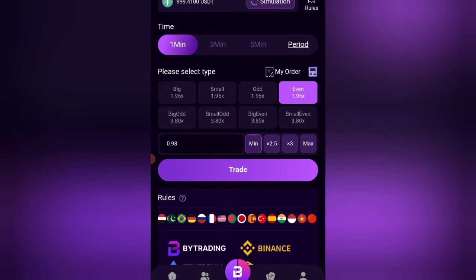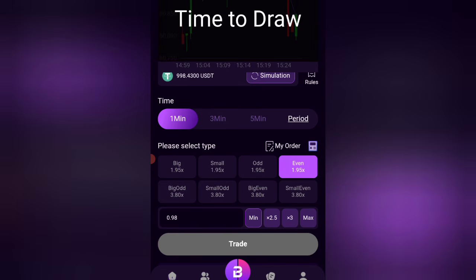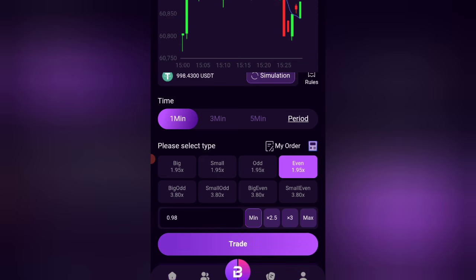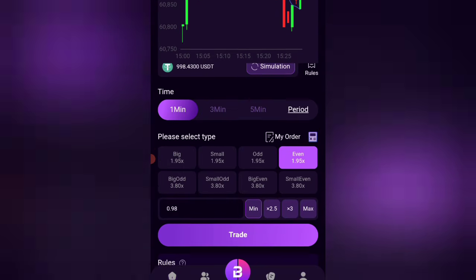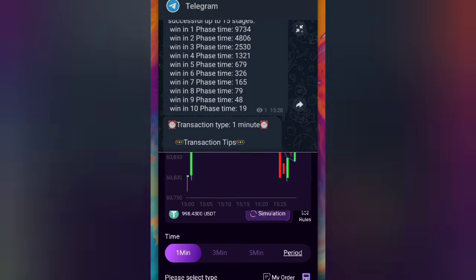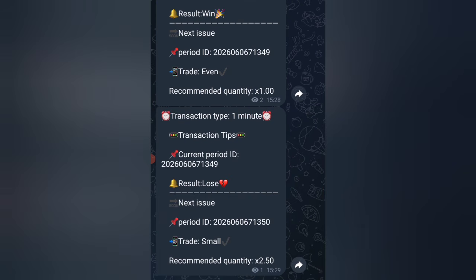You see, because the second one was a win, I had to go back to the previous calculator recommendation, which was 98 cents. So if this one is a loss, I'll go further to the second calculator recommendation. If it is a win, I'll stick with this 98 cents recommendation. You understand? So that is how this signal trading works. So let's see this one. Okay, that was a loss.